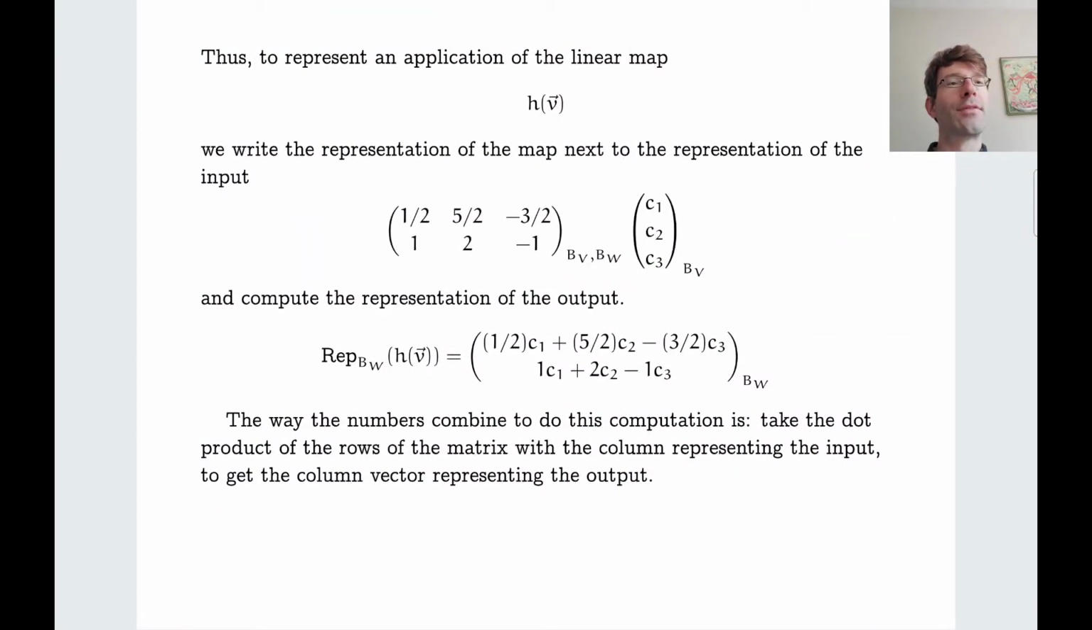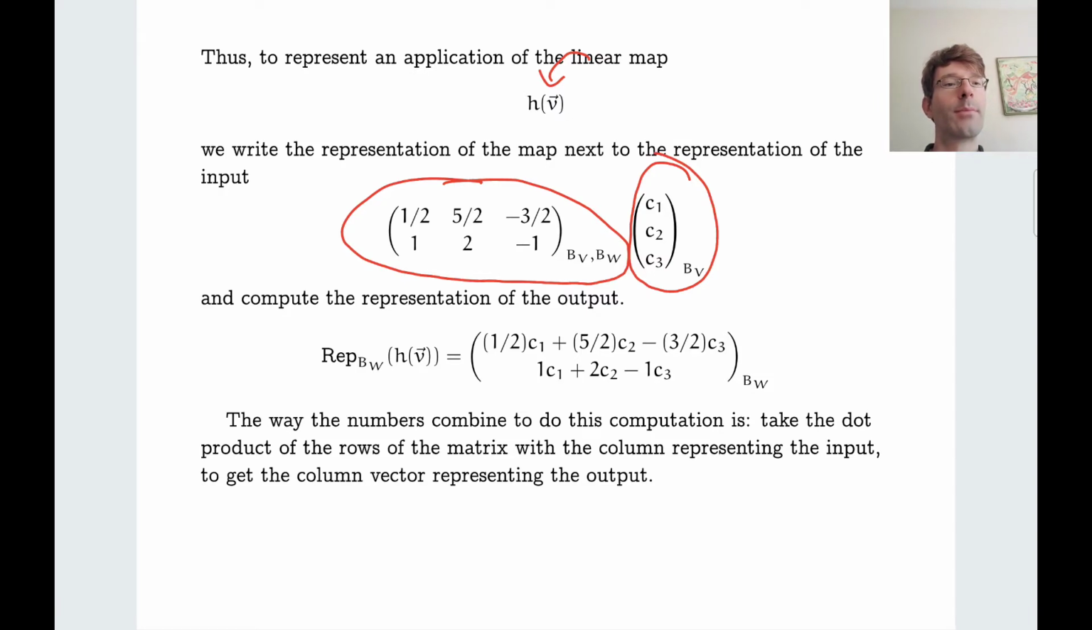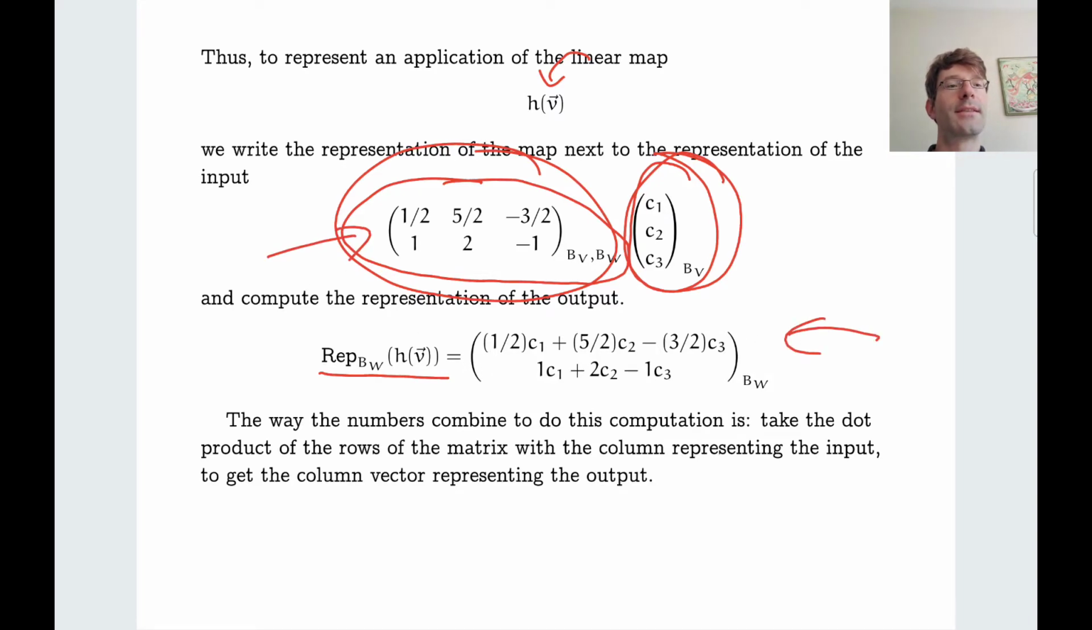Now what have we done so far? On the one hand, we have computed a matrix which corresponds to H, and on the other hand, we've represented an arbitrary input vector V with respect to the input basis, like here. And now it looks like by combining this matrix and this vector in a relatively simple way, we can obtain the representation of h of v with respect to the output basis. You should observe that these numbers that appear in the matrix here now appear as coefficients in this vector.